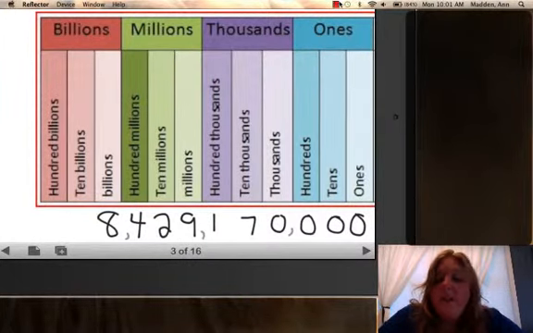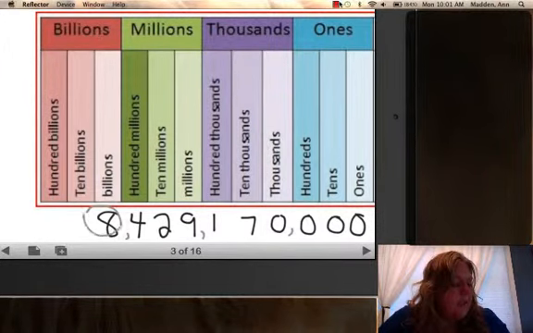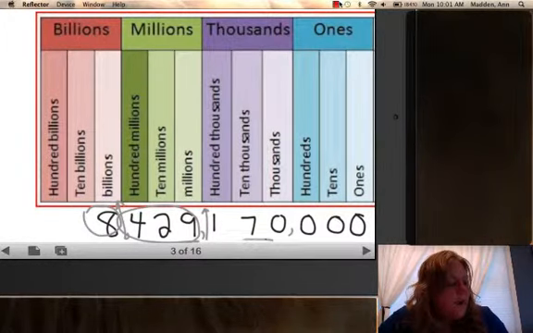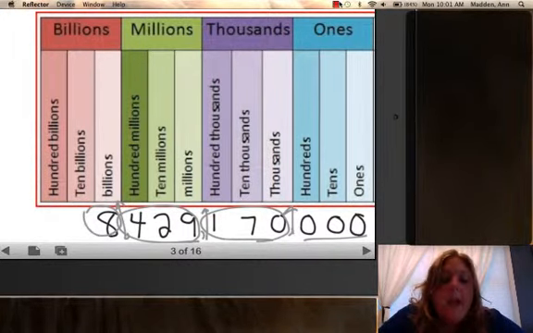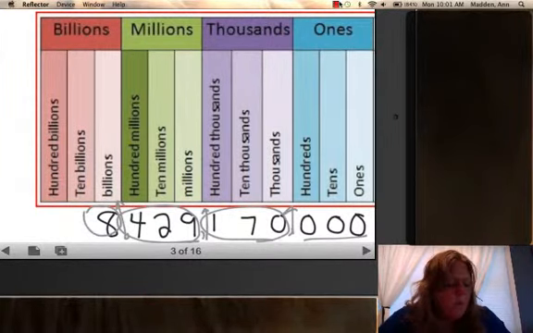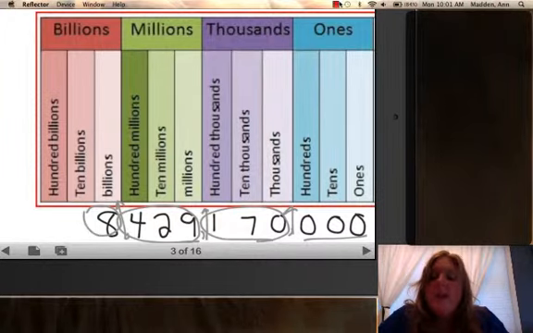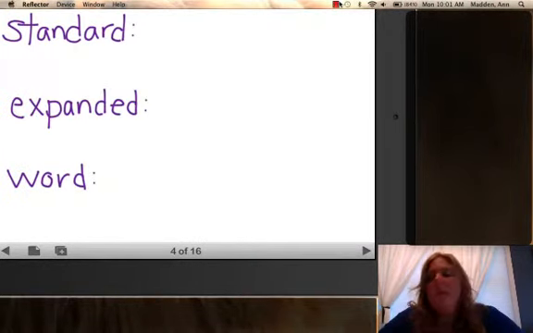In order to read that number, I would have read 8,429,170,000, and then there are no ones, so that's where I end. That's the end of my number. We'll practice this a little bit more in class if you are still confused over it.